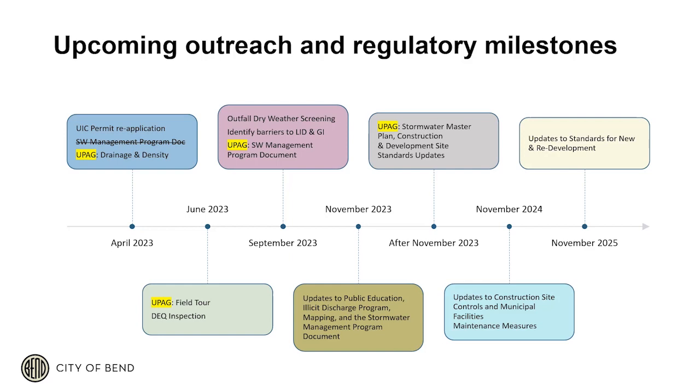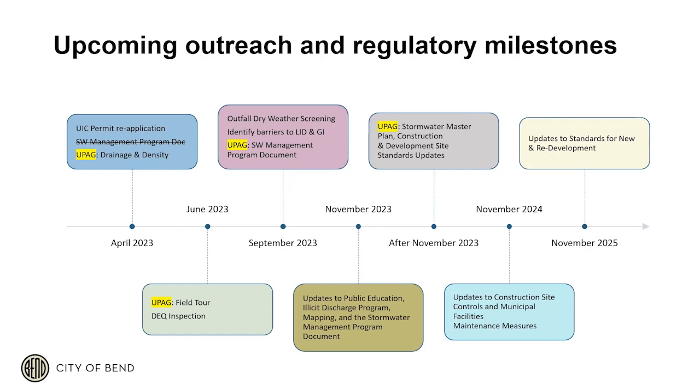Folks may remember we did a bit of a description at a previous meeting about the difference between the stormwater management plan, which is a regulatory document, and the stormwater master plan. The stormwater management plan, again, is the regulatory document required by DEQ, where we tell them, here's how we're going to comply with all of these permit requirements. Here are the steps we're going to take to put into place measures that will comply with the permit.